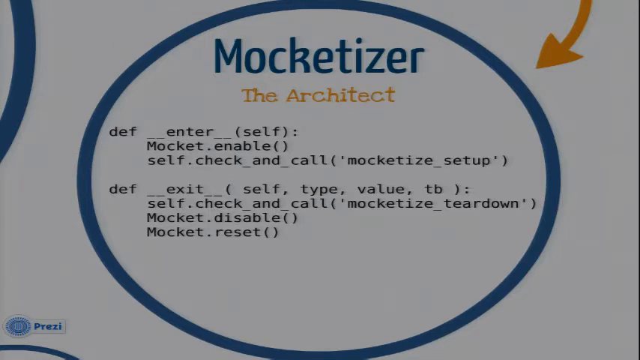if I speak about context manager and decorator, do you follow? Do you understand it? Okay. So when you enter in the context manager, Mocketizer enables the Mocket, and when you exit, it disables and resets it.